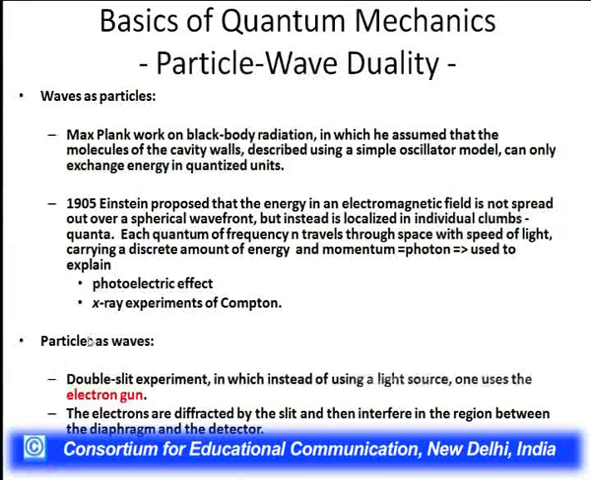If we come to particles as waves, there is the double slit experiment, in which instead of a light source, one uses an electron gun to demonstrate the superposition principle. The electrons are diffracted by the slit and then interfere in the region between the diaphragm and the detector. Now one by one we define the two properties, the particle properties of a wave.